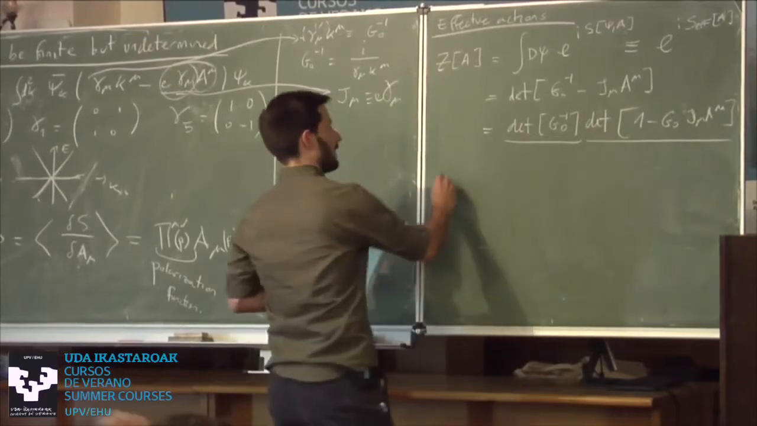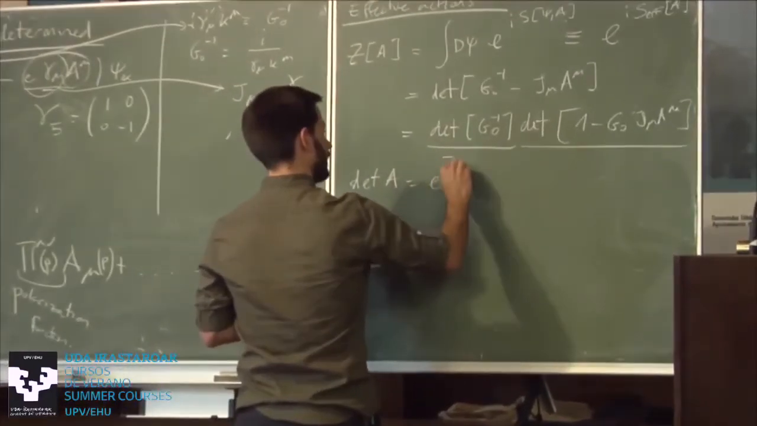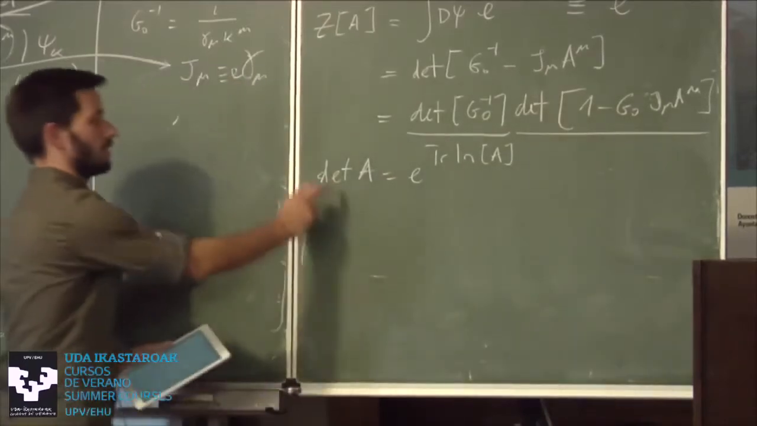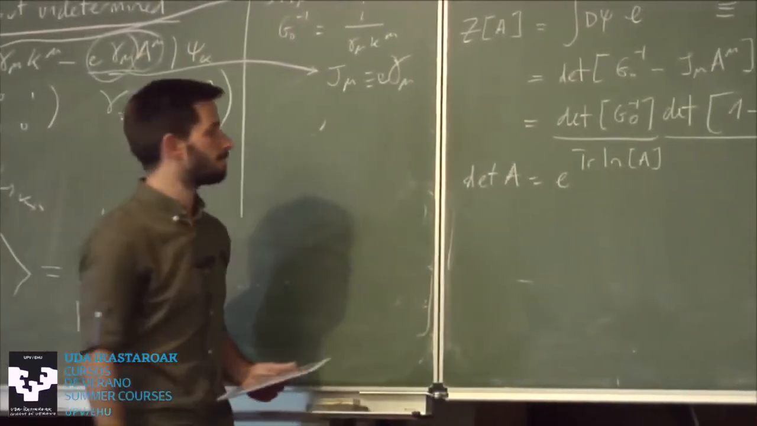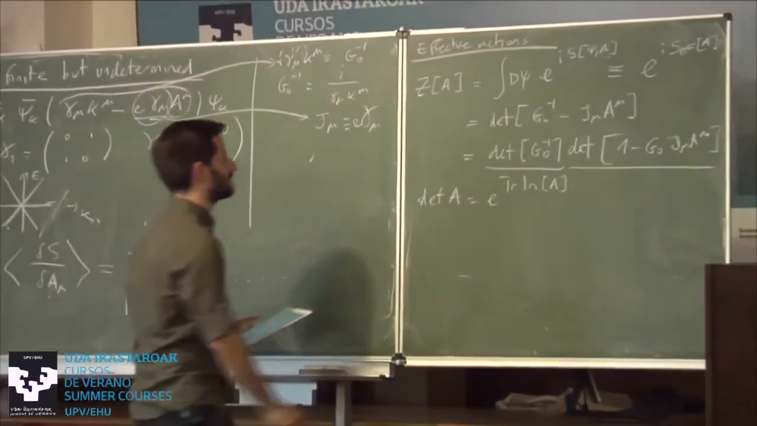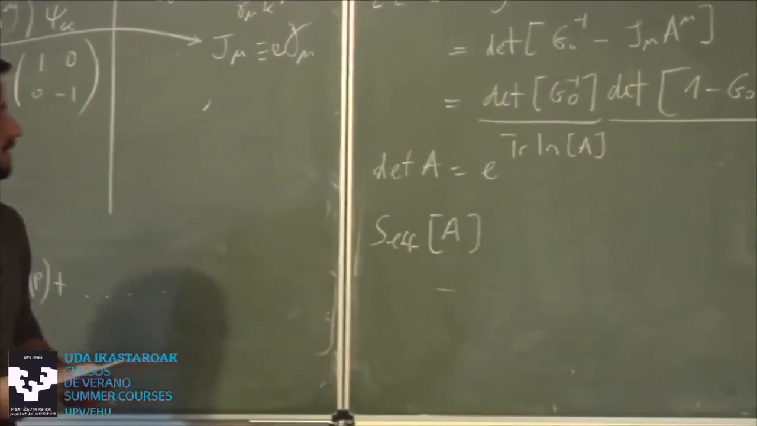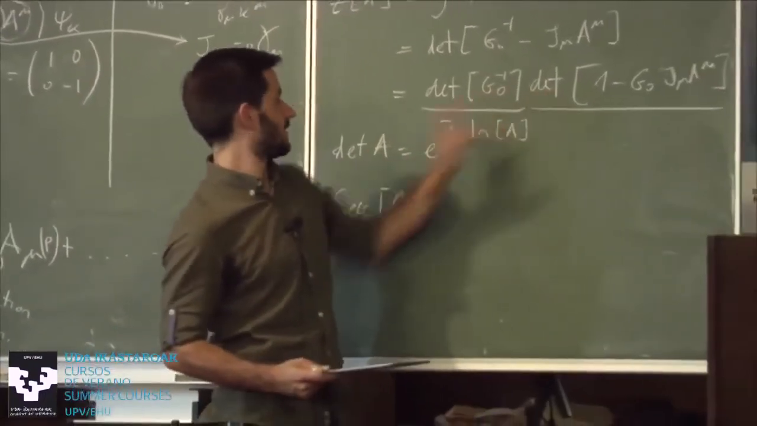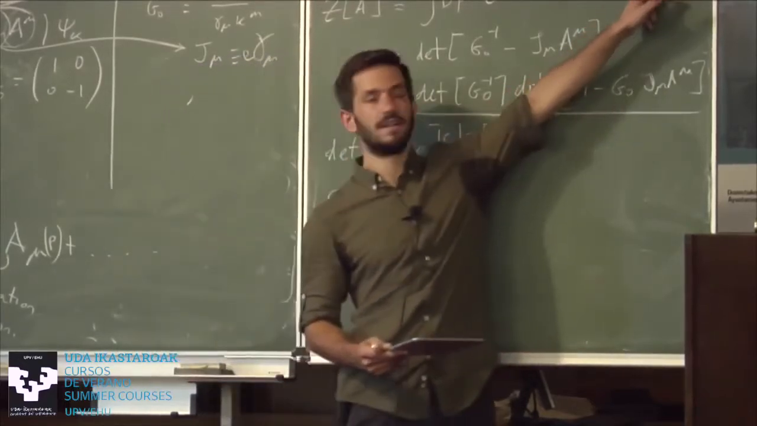So how do I do that? I use another identity, which is this guy, which is very important. It's always used. The determinant of a matrix I can write as e to the trace logarithm of that matrix. Okay? Actually, you can learn all of this in Alex's book, by the way. So now I can write this determinant using this. You see e to the trace log of A is the determinant of A. So what's A? A is this. So the trace log of A is exactly the effective action.